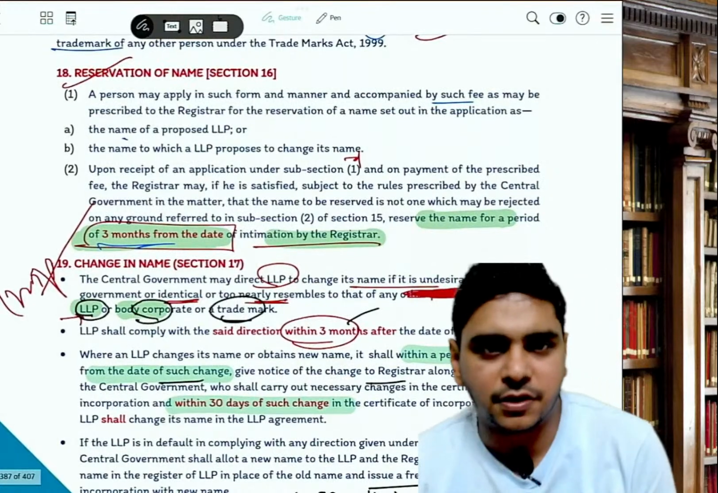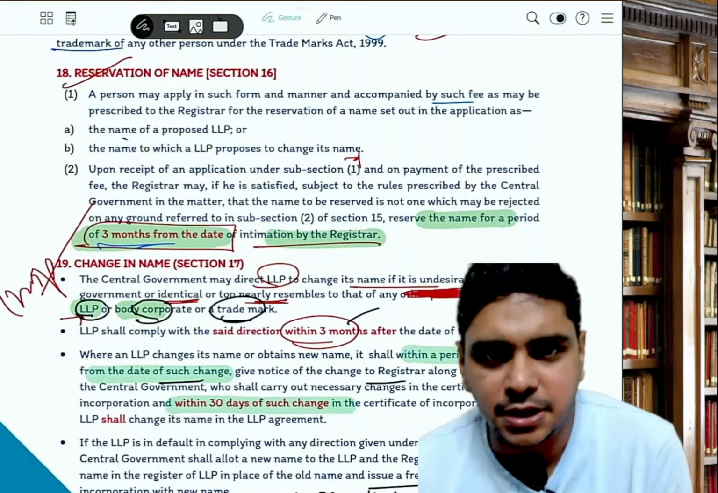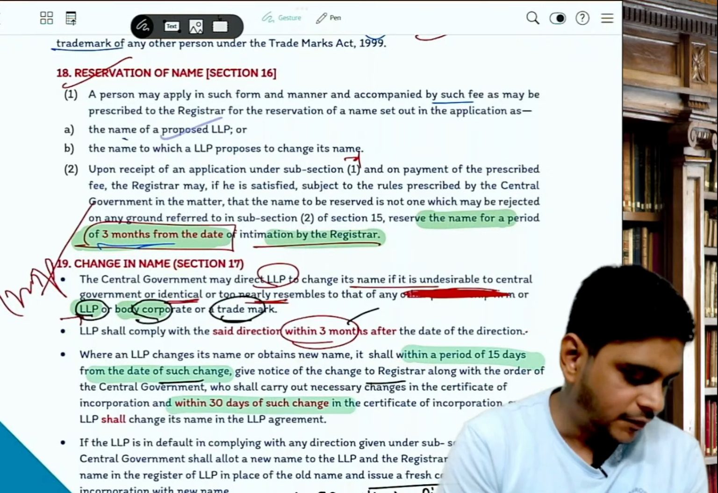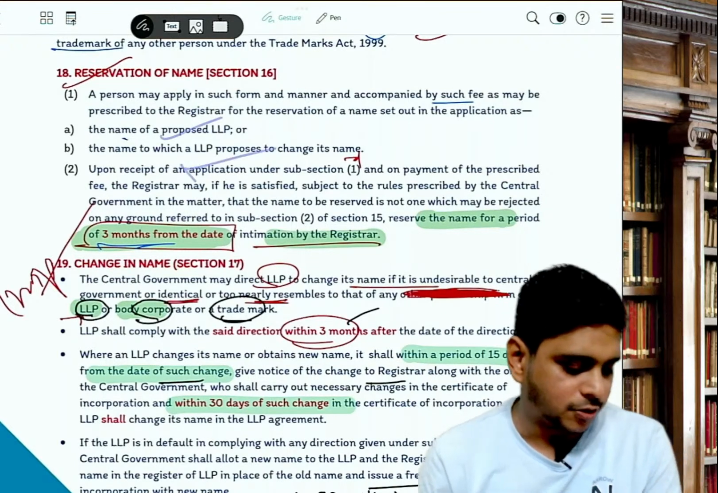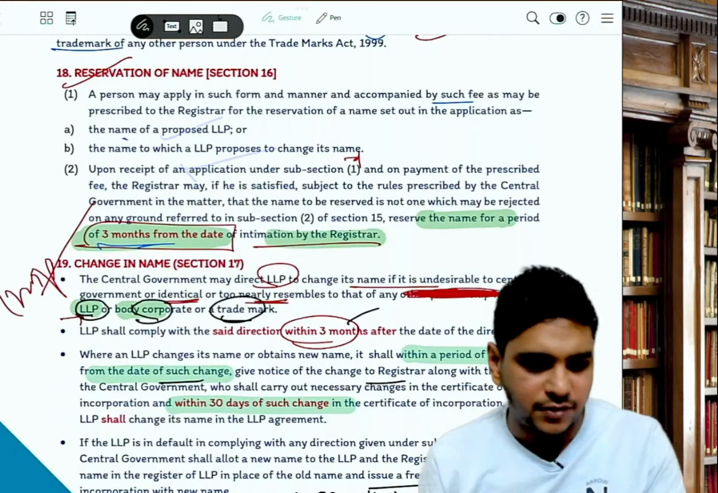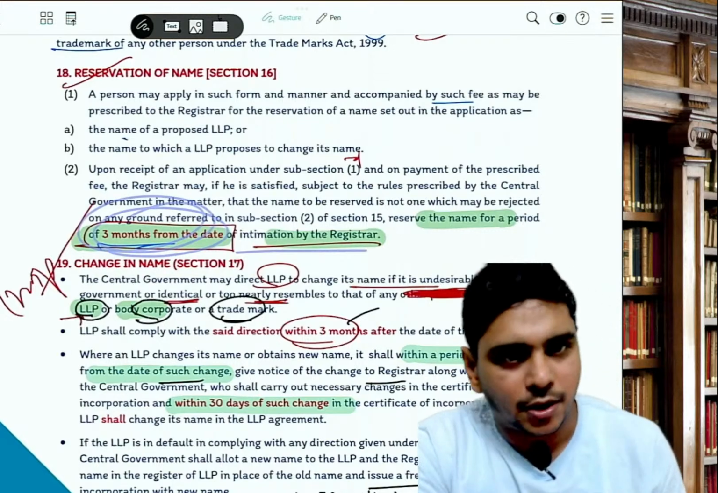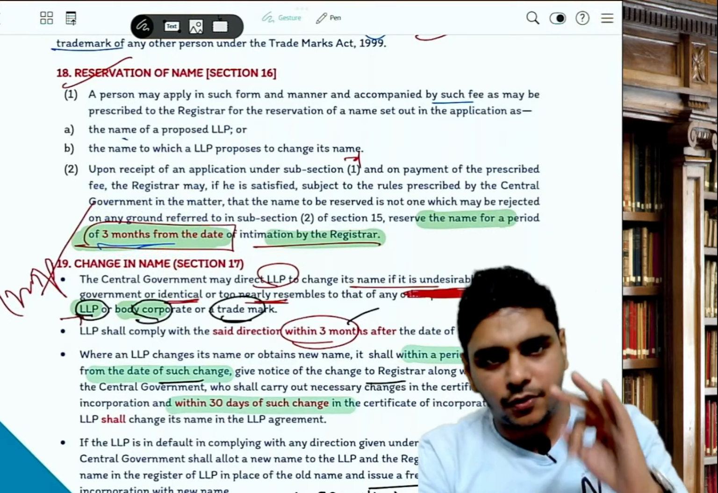Before rectification, we are doing reservation of name. A person may apply in such form, in such manner, accompanied by such fees as may be prescribed to ROC for reservation of the name of the proposed LLP and the name to which LLP proposes to change the name. ROC will reserve the name for how many months? For 3 months from the intimation by the ROC.